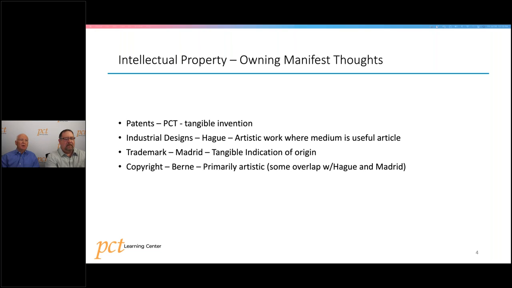Designs are evolving very rapidly, and they're becoming increasingly a factor in the look and feel of how software interacts with a user. So utility applications cover what's going on behind the screen, but often the design application covers what's going on that can be seen on the screen. So don't leave that aside, it's vital. And so Hague is your quick route to get there.